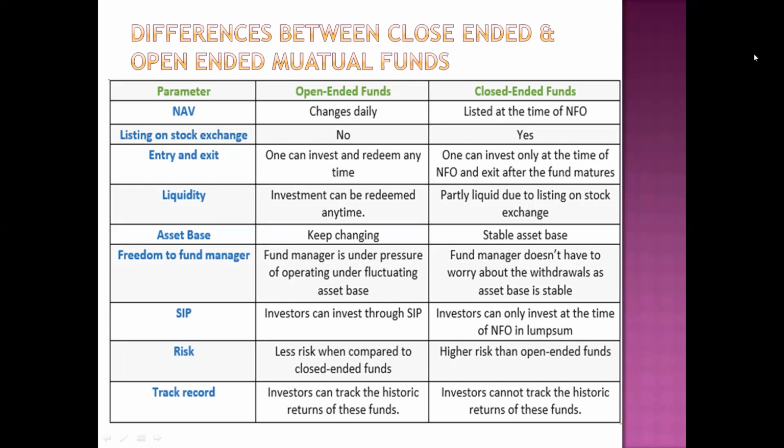Whereas in closed-ended funds, at the time of the initial offer, the new fund offer, at NFO time only, the price will be shown. Say, for example, 1 unit of the mutual fund may cost you 10 rupees and you have to buy 1,000 units, which means you have to pay a minimum of 10,000 rupees in this fund. So this price is fixed, the unit value is fixed, and it remains so throughout the existence of that mutual fund.